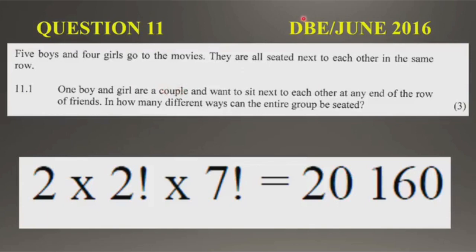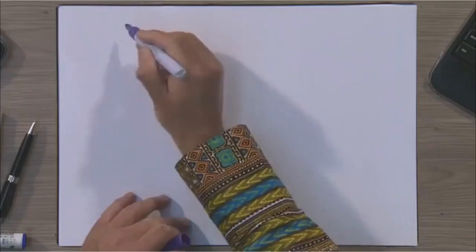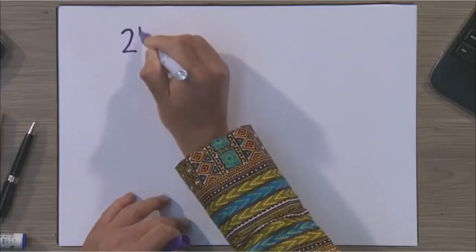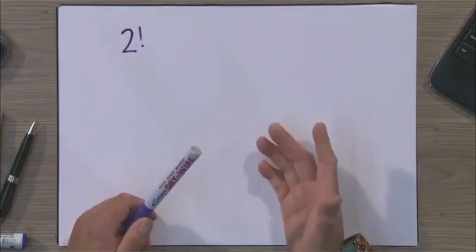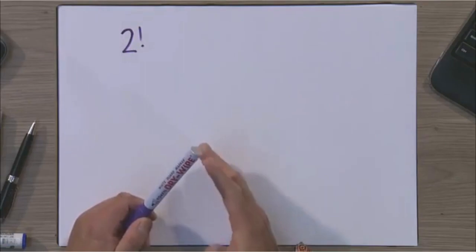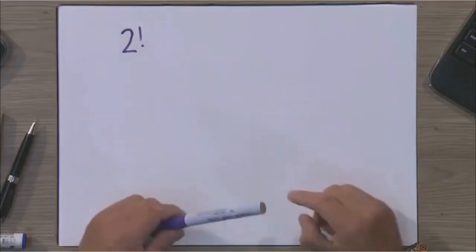And of course, we recognize that the row has got 2 sides to it, okay? In how many different ways can the entire group be seated, right? Notice that question again. 1 boy and 1 girl are a couple, and they want to sit next to each other, right? So we need to remember that the boy and the girl represent 2 factorial. In other words, either the boy can sit first and the girl after him, or the girl can sit first followed by the boy. That's why we say 2 factorial.